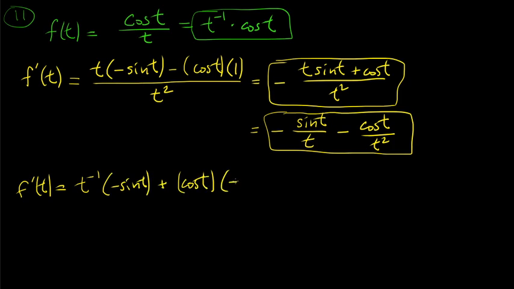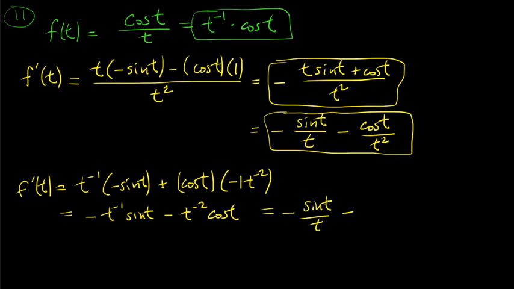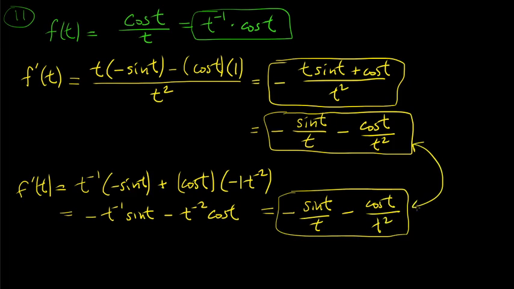And the derivative of t to the negative 1 is negative 1 t to the negative 2. Right. So we're going to have negative t to the negative 1 times sine of t, and then minus t to the negative 2 times cosine of t. Now, if you want to make them into positive exponents, t to the negative 1 is just 1 over t. So this is negative sine t over t, and then minus cosine of t over t squared. And you can see it's the same answer we got using the quotient rule.